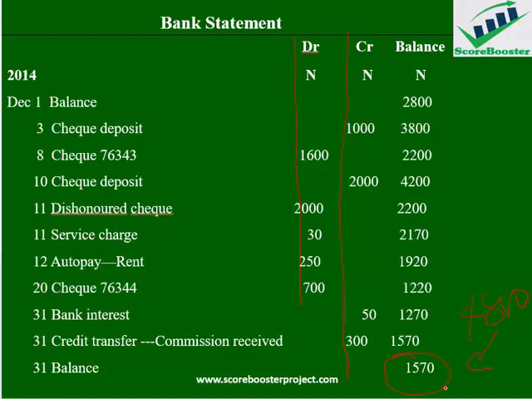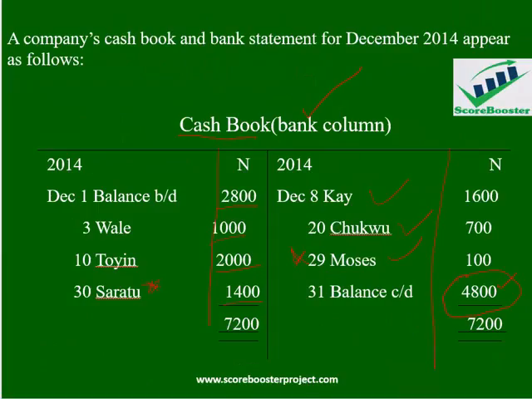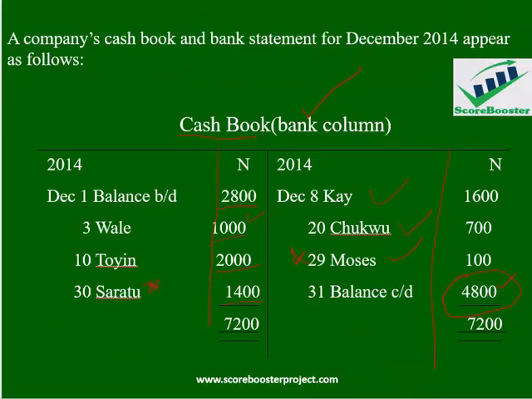Let me compare this. The first thing we do is see what has happened here. Let's look at the bank. If I give Wale a certain amount of money, or Wale pays something into my account, 1,000, I will come here and expect to see the 1,000. Do I see it? Yes, I saw it on the credit side. Good. So Wale is good to go.